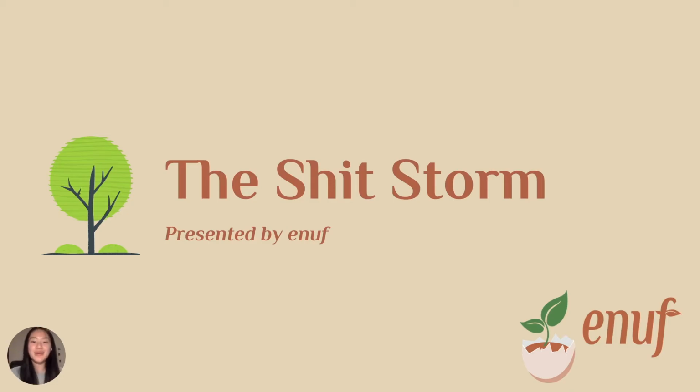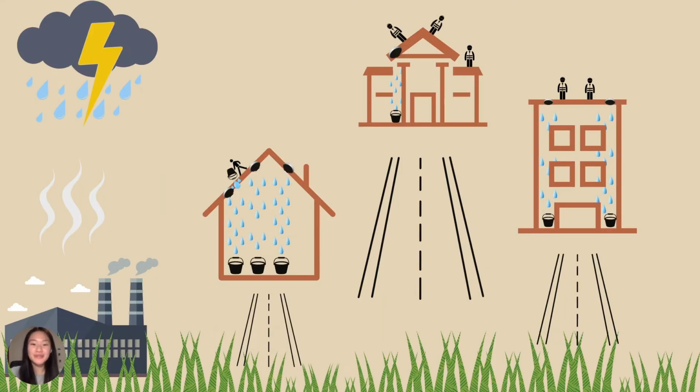Here in Canada, we generate the most waste per capita in the world. Therefore, our team, Enough, has decided to map the shitstorm that is the waste crisis. We visualize this system by using the analogy of a city going through a storm. The city represents society, the storm represents the waste crisis, and houses represent the different environments of different communities.